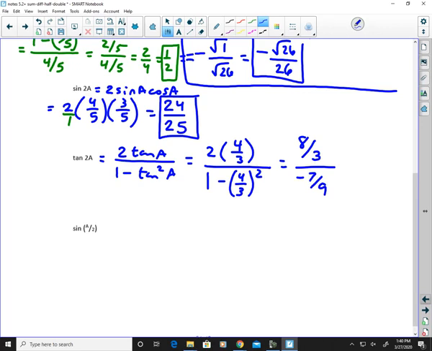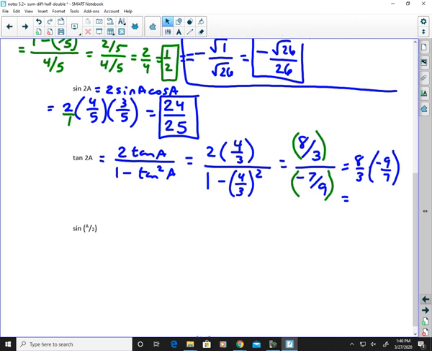So maybe this is a situation where it's helpful to use multiplying by the reciprocal, and I get 8/3 times negative 9/7. Now watch for canceling. Also, you can use your calculator with parentheses, very important, around your fractions, if you're going to have the calculator do this. And I get negative 24 over 7. Last one on this page.